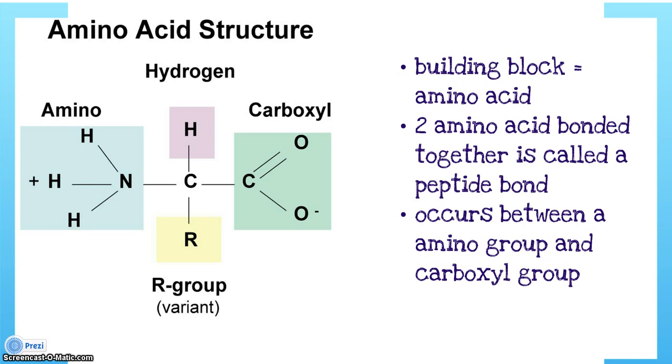When one amino acid does bond with another amino acid, that bonding is called a dipeptide bond. Or for short, we just call it a peptide bond. This is also going to be important in future chapters, so please don't forget peptide bond. This peptide bond actually occurs between the amino group of one amino acid and the carboxyl group of another.